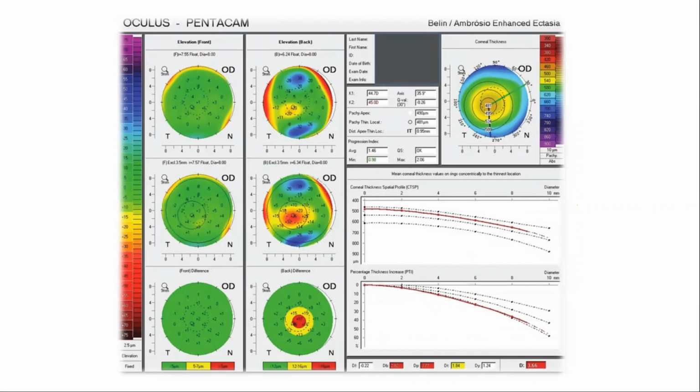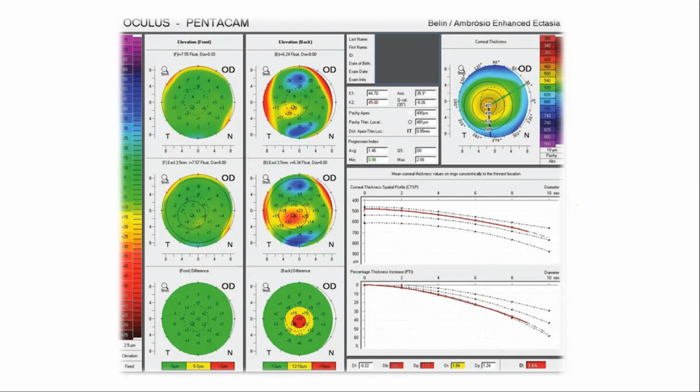Now moving on to the right half, we have the pachymetry display, which includes the pachymetry map at the top right and two graphs below, which are the CTSP, the corneal thickness spatial profile, and the PTI, the percentage thickness increase, at the bottom. Basically, the pachymetry display identifies the corneal thickness at the apex especially, and also at the thinnest point.